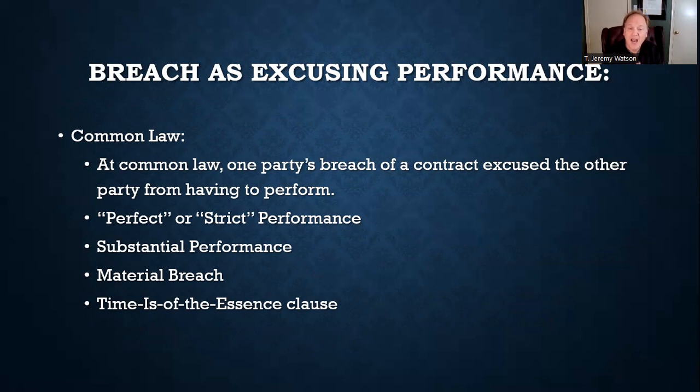All right. So at common law, if one party breached the contract, then that excused the other party from having to perform at all. Now let's walk through a little bit of history so I can tell you what the rule was and how it's changed. Originally, the common law required perfect or strict performance. And what did that mean? It meant that you had to perform to the absolute letter of the contract. And if you deviated from it at all, then you hadn't strictly performed, or you hadn't rendered perfect performance. And as a result, the other side's performance was excused.